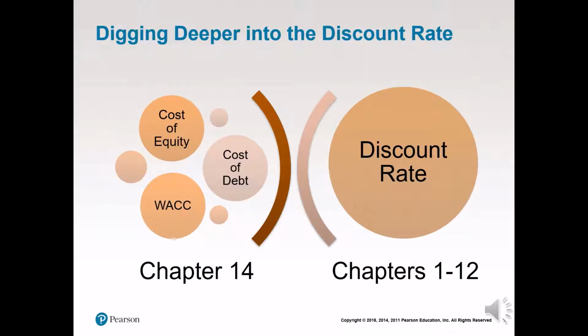In all of the chapters up to this point that we've covered, chapters 1 through 12, anytime you needed to discount cash flows, you were given the discount rate. Chapter 14 will help you figure out where that discount rate comes from. Just like in Chapter 12, where we learned how to break down the free cash flow and identify free cash flow for ourselves, in the same way, Chapter 14 helps us to identify the discount rate. We're going to look at the cost of equity, the cost of debt, and the weighted average cost of capital.